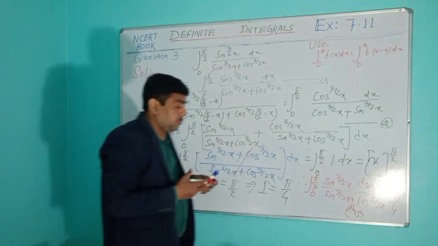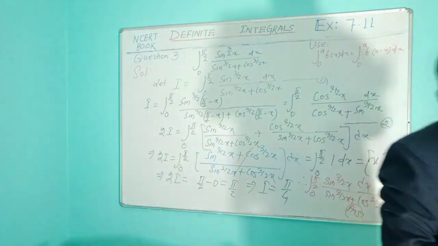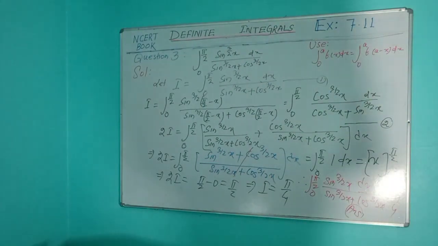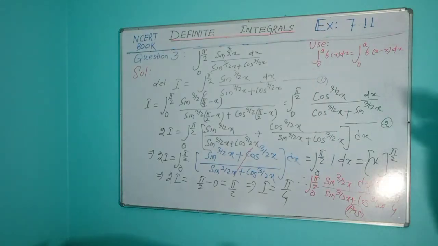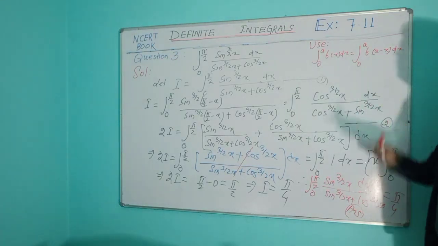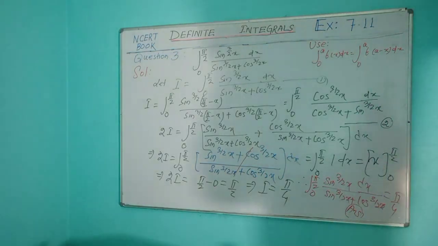Okay, note down all of you, and also practice. You understand how we are finding the values of definite integrals using the property: integration of 0 to a f(x) dx equals integration of 0 to a f(a minus x) dx. Is it clear? Okay, just follow.